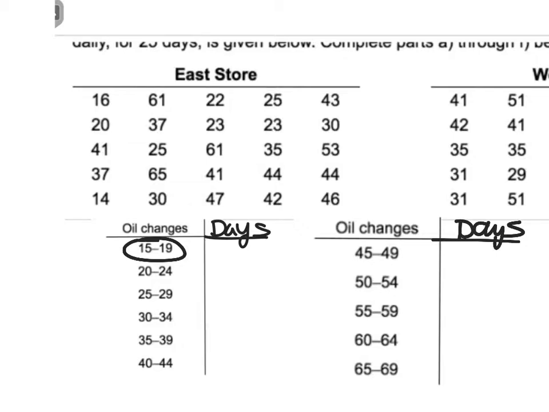And if I look through this table of numbers, I only have one day that they did. So they did 16 oil changes that day. And 16 is the only number in that table that falls within 15 to 19. So I'm simply going to write a 1.